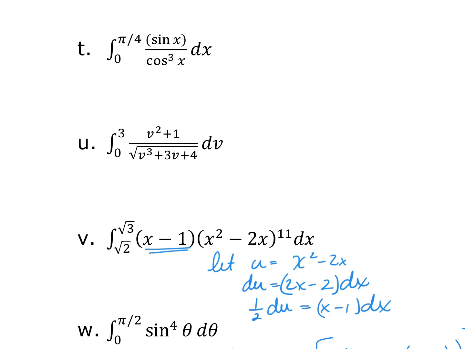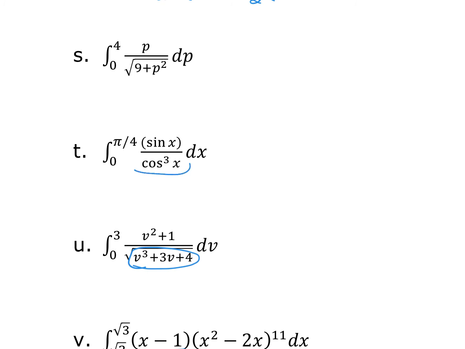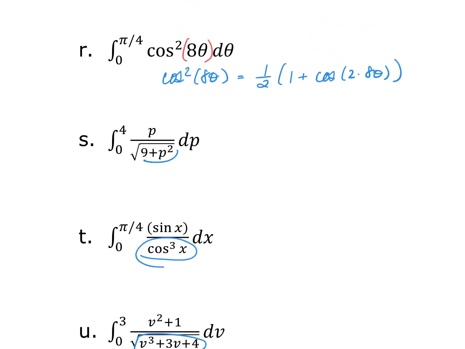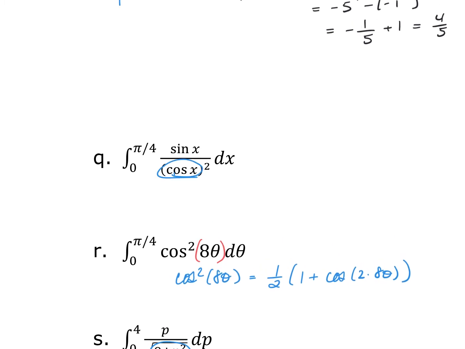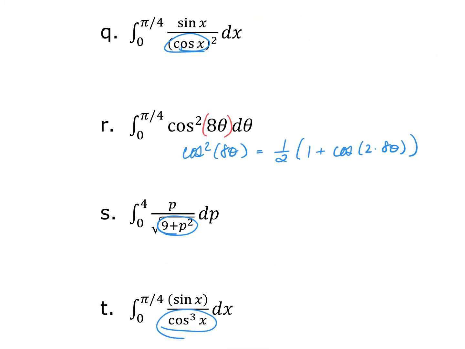Again, a good choice for you would be the denominator not including the square root. Good choice would be cosine here. Good choice would be the denominator, not the square root part. Good choice would be the denominator, not the squared part. Anyways, you get the gist of it.